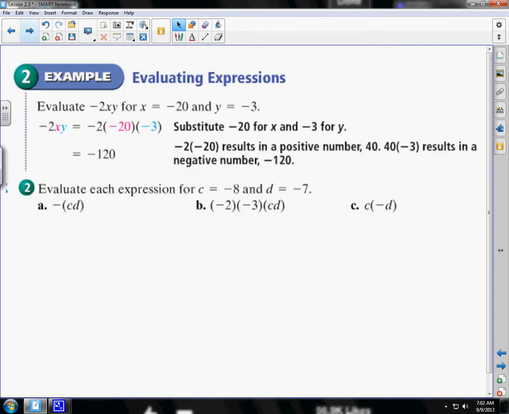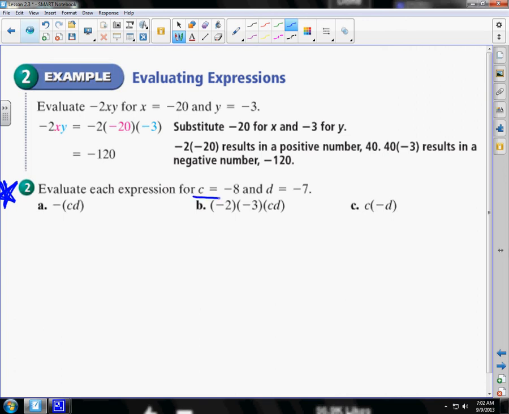All right, next, evaluating expressions. So for these, they want you to plug in numbers for X and Y or for A and B. So what you need to do is example 2. Try this in your notes, push pause, and then we'll go over it.